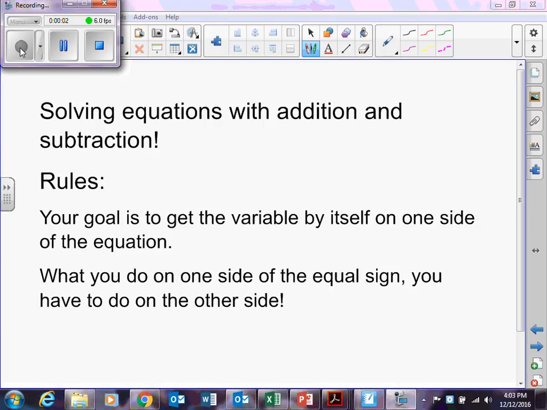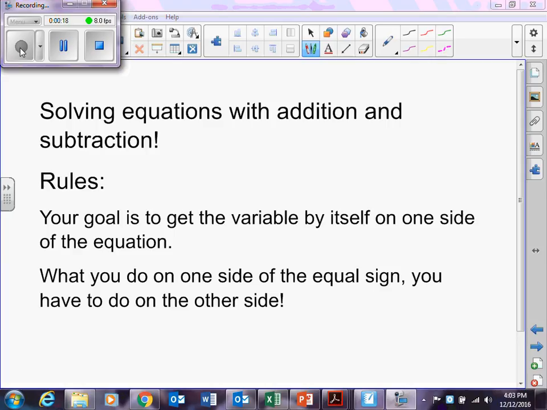All right, today we're going to start learning about how to solve equations. So this is you figuring out what is the value of the variable. These equations that we're going to look at are going to have addition and subtraction. There are some rules.